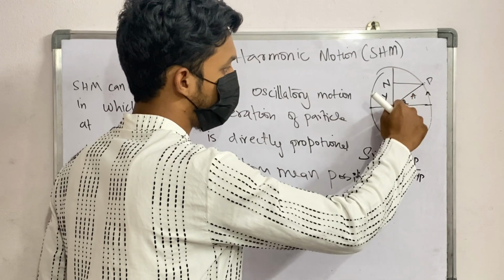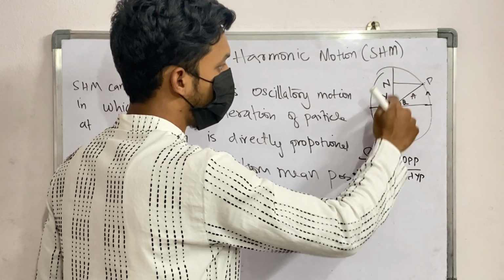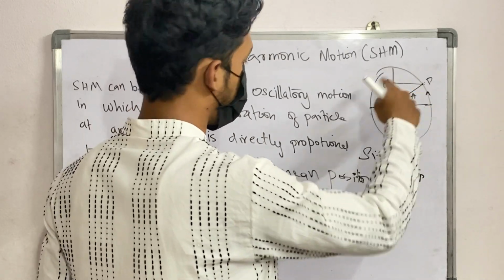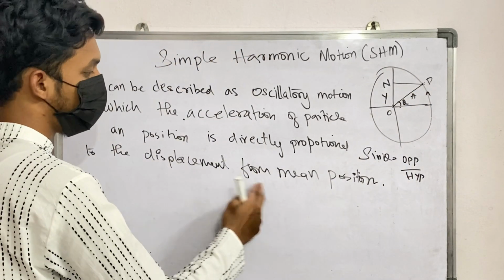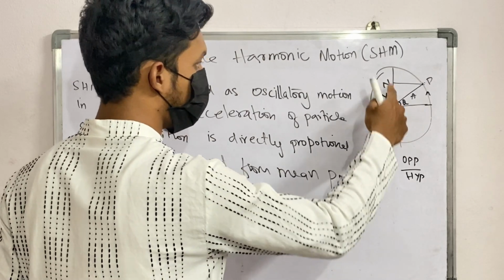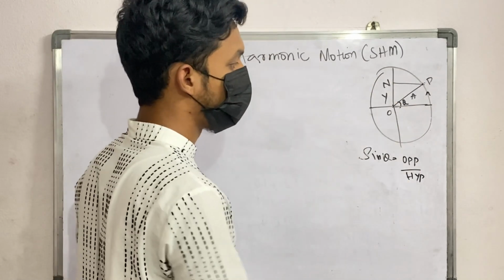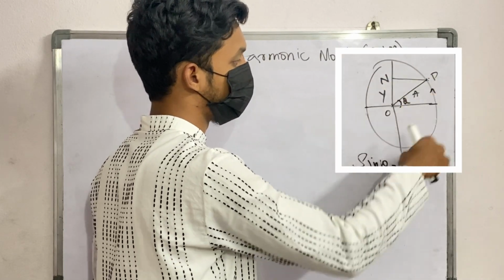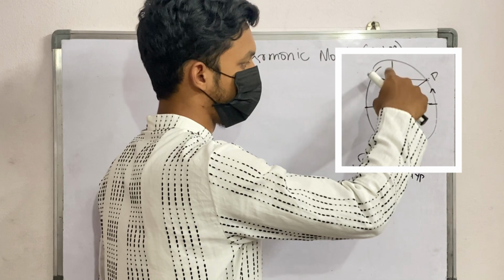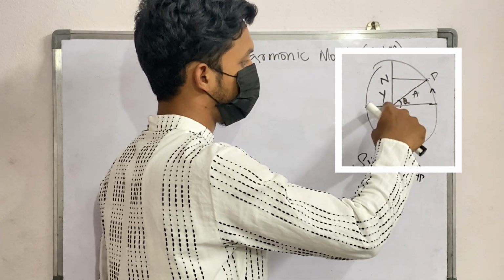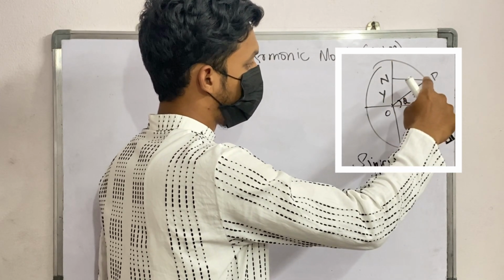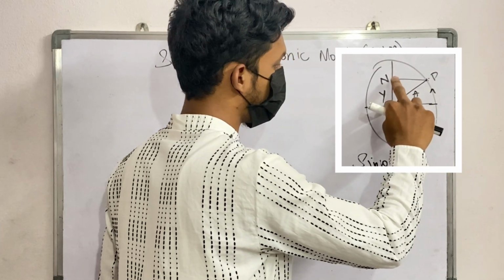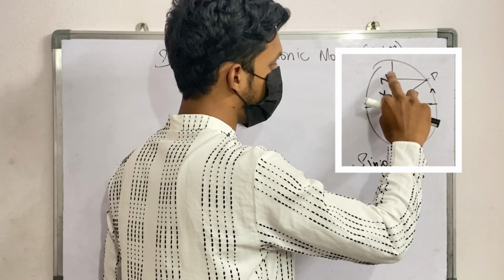The displacement is represented here as y. O to n is the displacement, and the particle is moving in a circular path. Displacement from the mean position. O is defined as the mean position. We will say that the particle is moving in an oscillatory motion from this position. So the particle is moving, and this is the displacement.